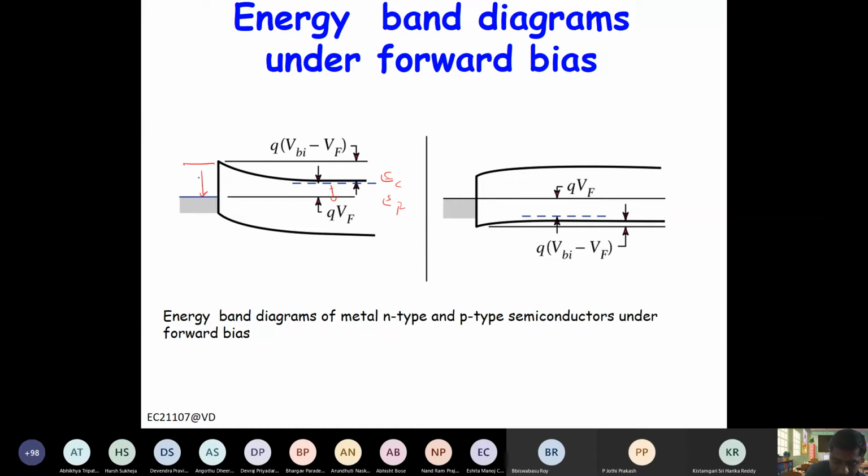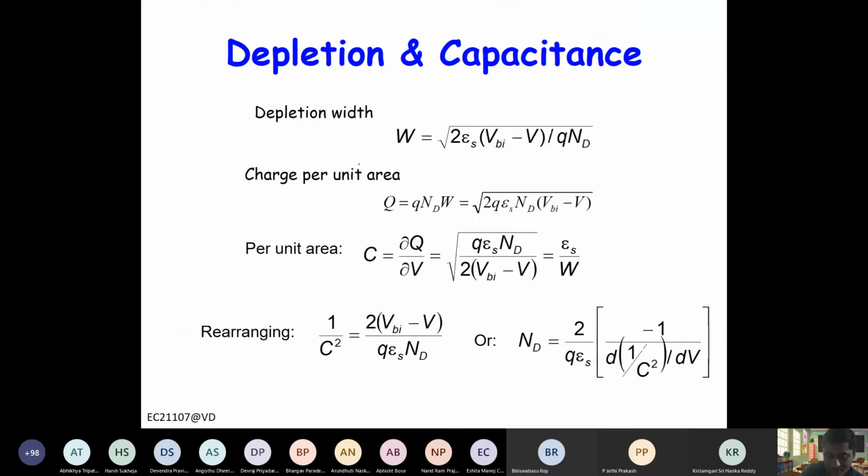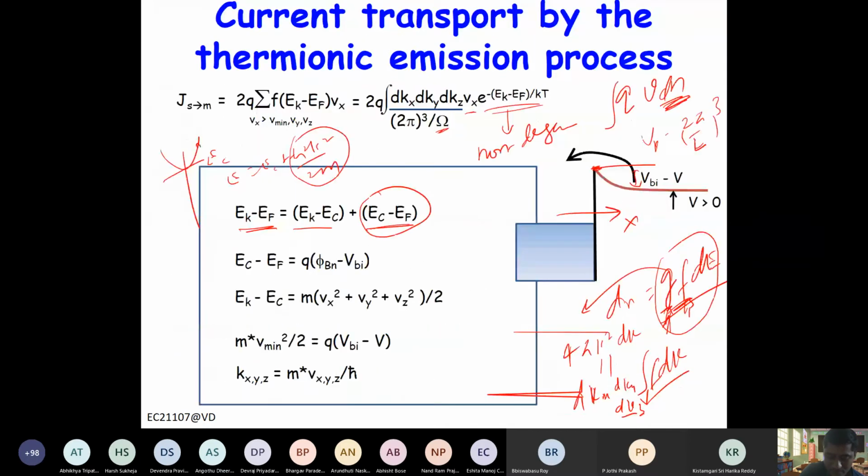That you can write as the difference between phi B, the barrier on the metal side, minus the barrier on the semiconductor side, VBI minus V, right? So it's q phi B minus q VBI. Then E minus EC, of course, is h bar square k square by 2m, and it is also half m v square. It's kinetic energy, so these both are the same.